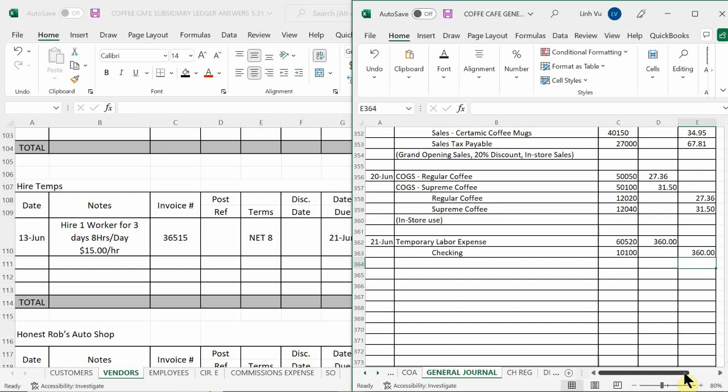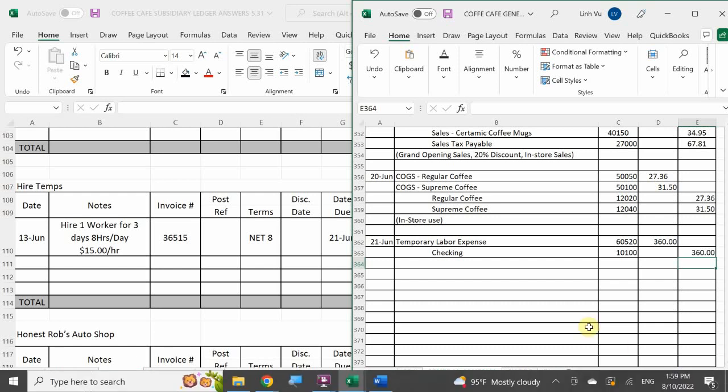If you want to do your math again, 3 times 8 times 15. If you want to double confirm that that's correct, you may do so in the calculation or in the spreadsheet right here. But we owe them $360. Okay.